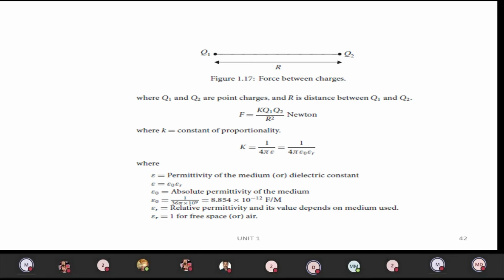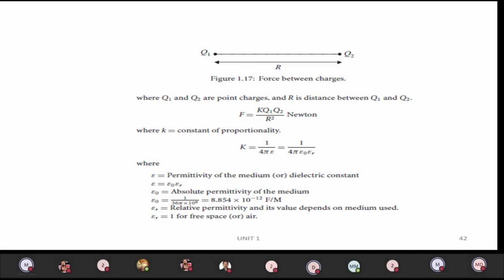Epsilon naught is a constant, 8.854 into 10 power minus 12. Whereas the epsilon r value varies, and its value depends upon the medium used. For air medium, we get epsilon r equal to 1.